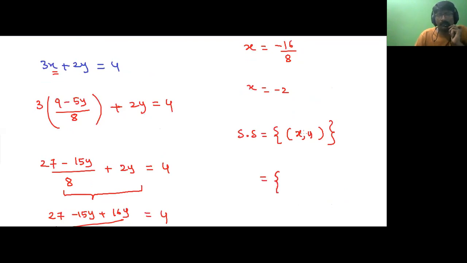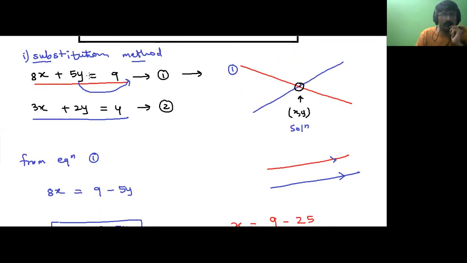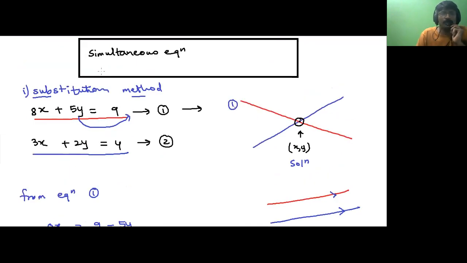So what is this x? x is negative 2. And what is the value of y? That is 5. That is the solution set of these linear equations, which are called simultaneous equations. So that is the substitution method. I hope students you understood, and now I hope you understood how to do these simultaneous equations.